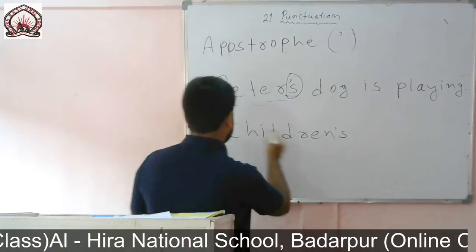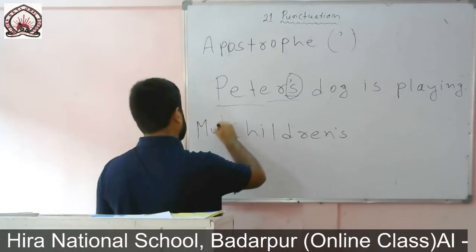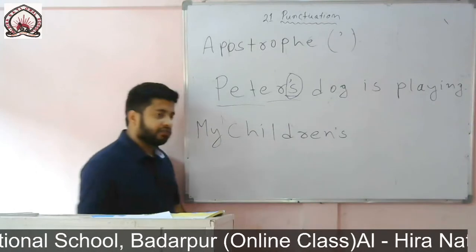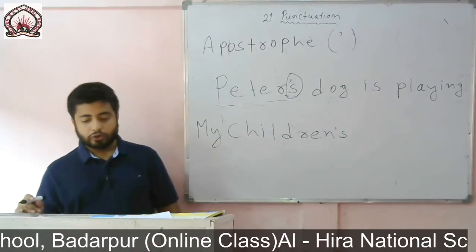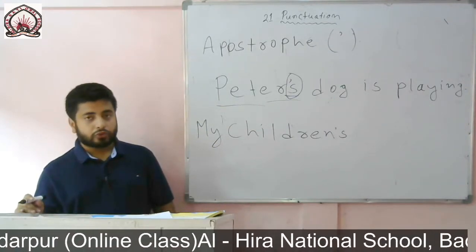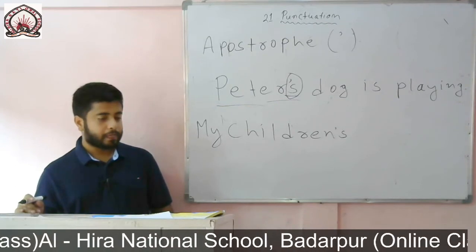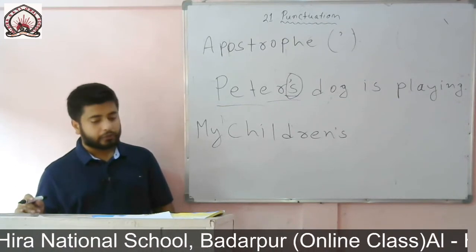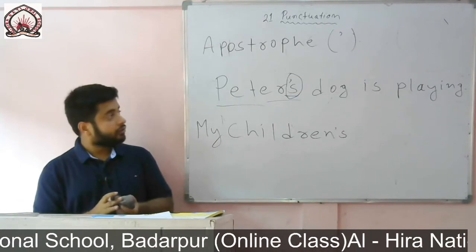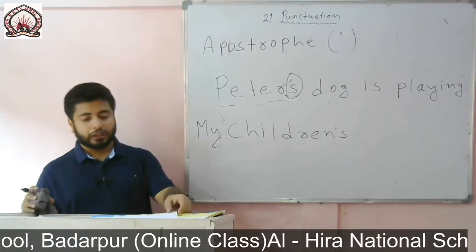For example, my children's toys are expensive. My children's toys are expensive. So I hope you have understood when and where to use apostrophe.